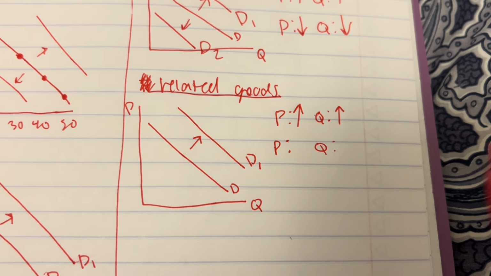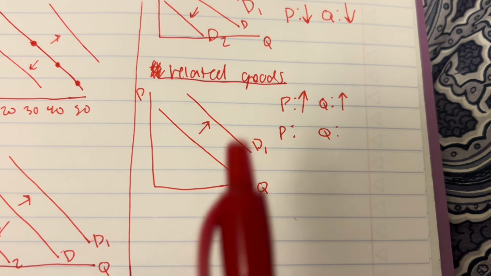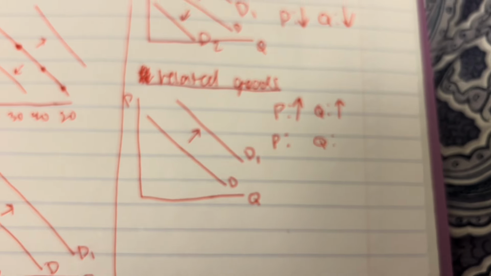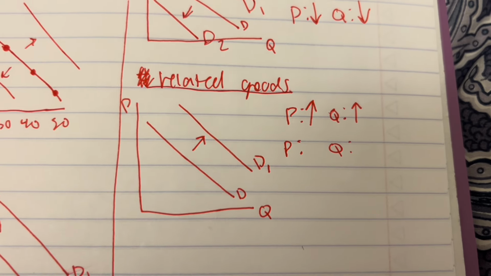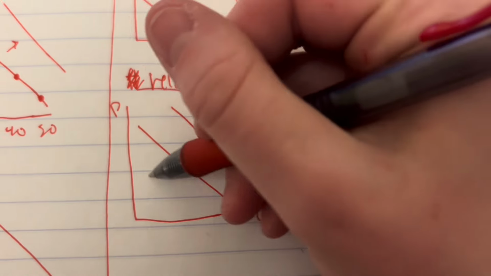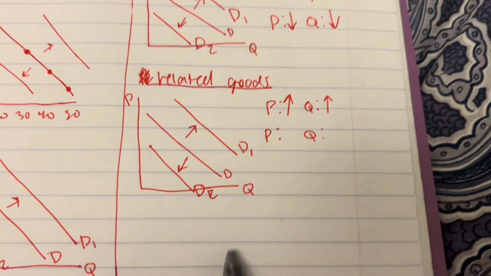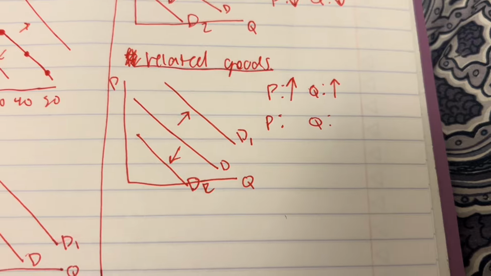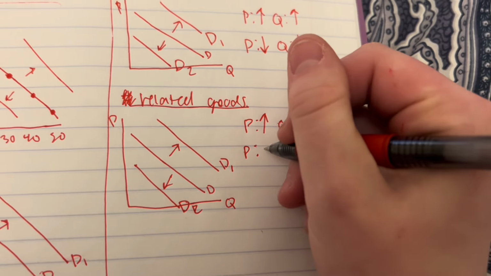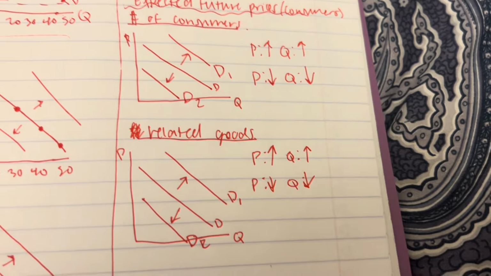For complementary goods, say shorts are a complement of t-shirts. So if the price for shorts went up, the demand for t-shirts will go down because since they go together and the price is higher, people aren't going to be buying as many t-shirts. So that will cause both a decrease in price and quantity.